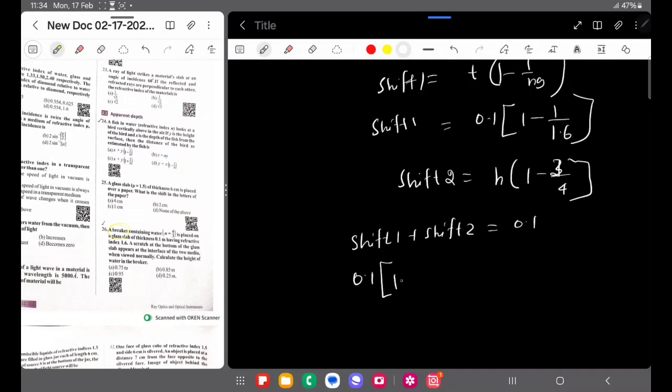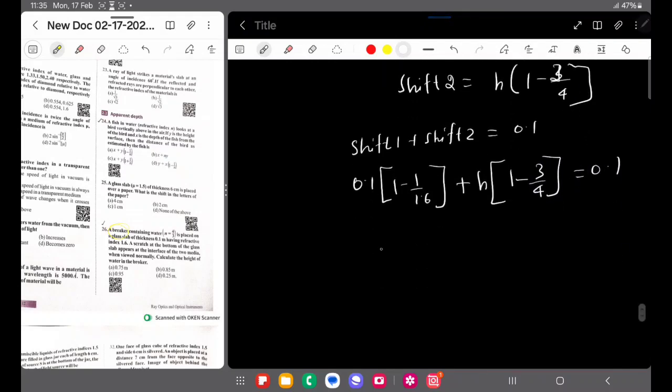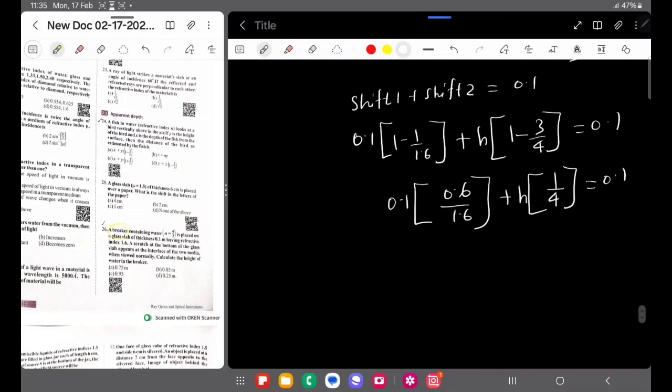So 0.1 into 1 minus 1.6 plus h into 1 minus 3/4 equal to 0.1. It's what we calculated now, right? So you try to simplify this further. I'll be getting 1.6 minus 1, it's 0.6 by 1.6. Similarly, 4 minus 3, it's 1/4, is equal to 0.1. Just divide the whole thing with 0.1. I'll be getting 0.6 by 1.6, plus h into 1/4 into 0.1, that is 0.4, equal to 0.1, on either side we should divide with 0.1.